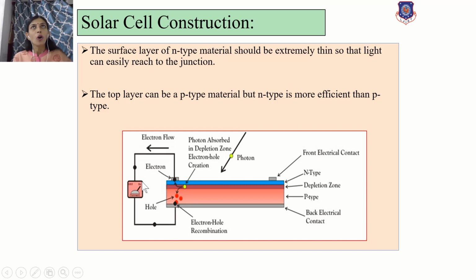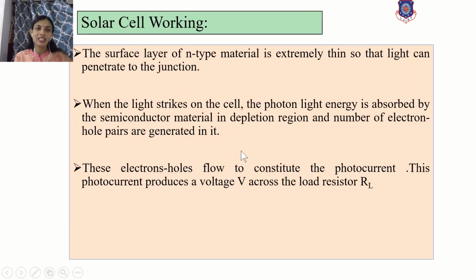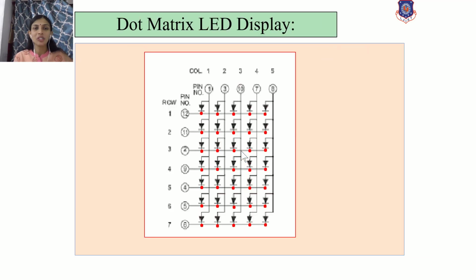Consider this is the load, or you can consider this is the bulb. If a photon is absorbed by the p-n junction, electron-hole pairs will be created, and more electron-hole pairs will be created, then electron flow will be created. It will constitute the current, and due to this current, if the load is a bulb, then the bulb will glow. Thus light energy is converted into electrical energy. Thus the solar cell works.